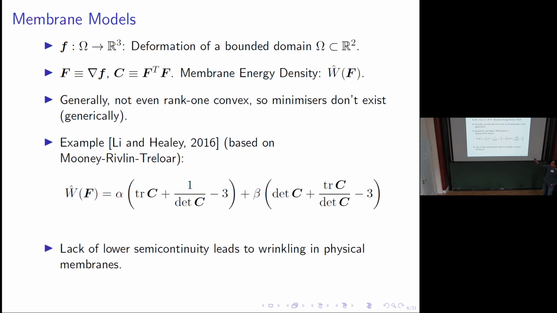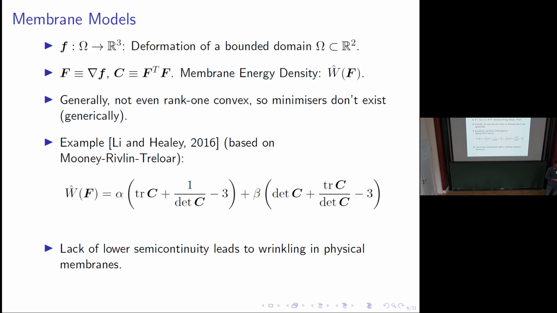Okay, and I should mention again that the lack of rank 1 convexity usually leads to lack of lower semi-continuity, and that is what leads to this kind of wrinkling behavior. You can take minimizing sequences that have these wrinkling patterns, with oscillations at very fine scales, but that kind of sequence will not actually converge to a minimizer.